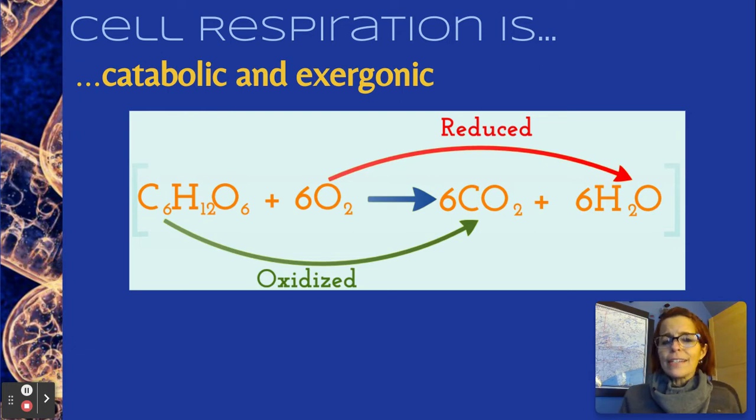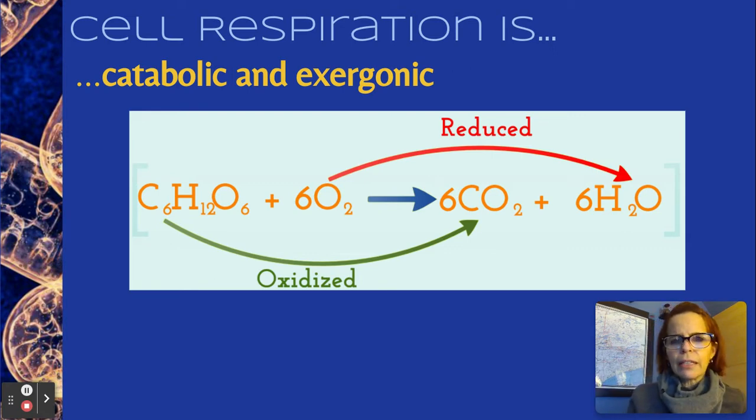Cell respiration is catabolic and exergonic. Remember that photosynthesis was anabolic and endergonic. And what do those words mean again? Remember, with catabolic, we're talking about breaking down molecules to release energy, and exergonic means energy is being released.